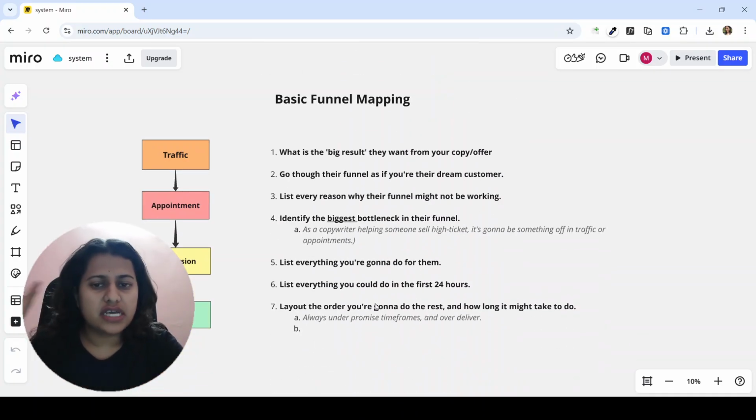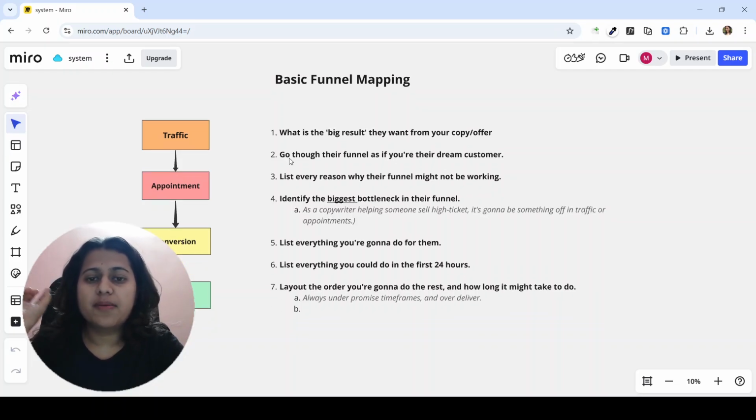Having said that, the next step we're going to cover is basic funnel mapping, and it starts with knowing what is the big result your audience, your client, wants from the copy, from the offer. Okay, and going through the funnel as if you are their dream customer. List every reason why the funnel might not be working. Identify the biggest bottleneck in the funnel.